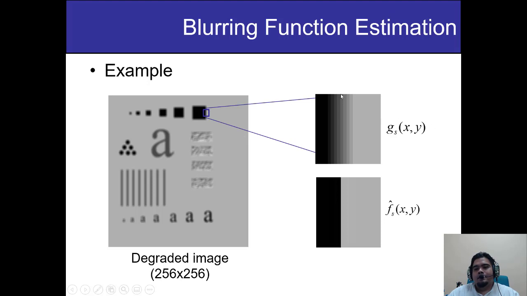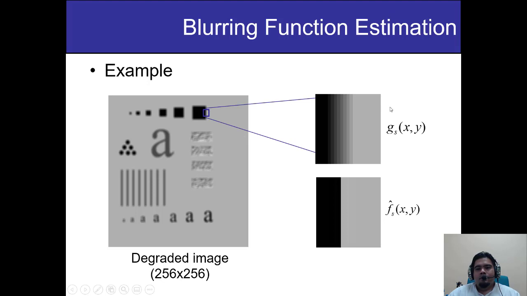So what is the reason you take this edge? It doesn't matter, you can take any edge or boundary that separates one area from another area. That is an edge or boundary. So you take any image portion that consists of that. For example, in this case we take the edge at this place over here. Once you get it, that is your GS.